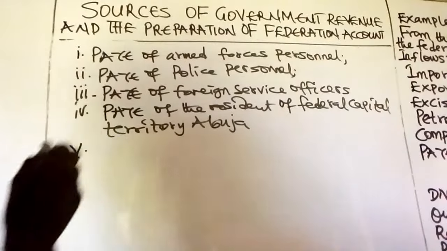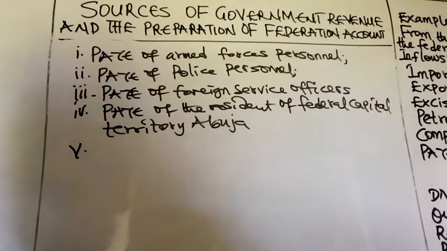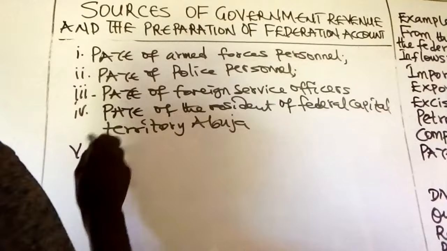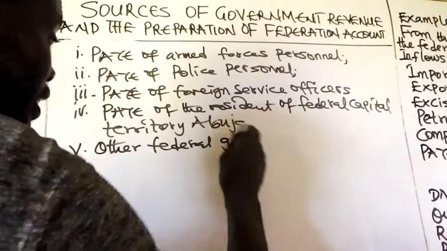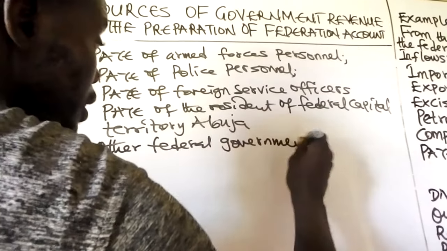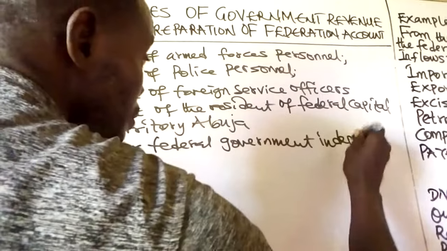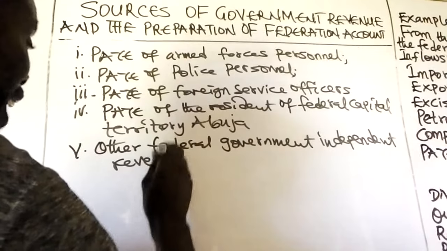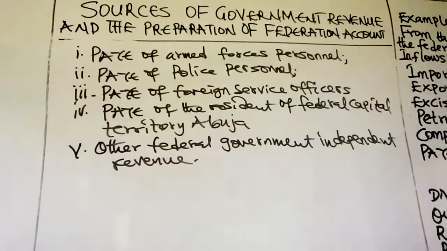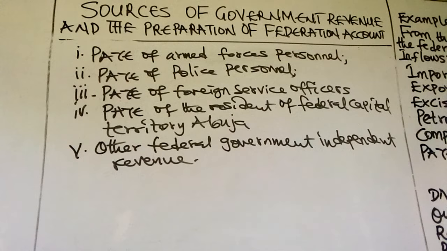Number five, other federal government independent revenue. Whenever you see any of these items, don't record them into the Federation account. None of these items listed should be entered or recorded into the Federation account.